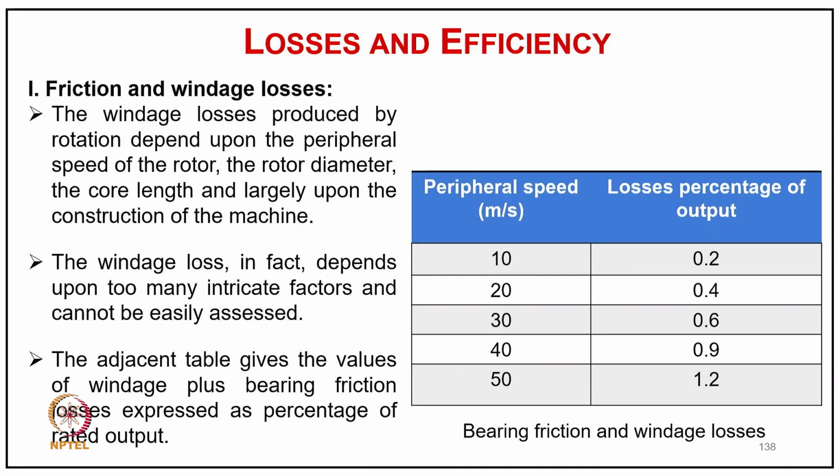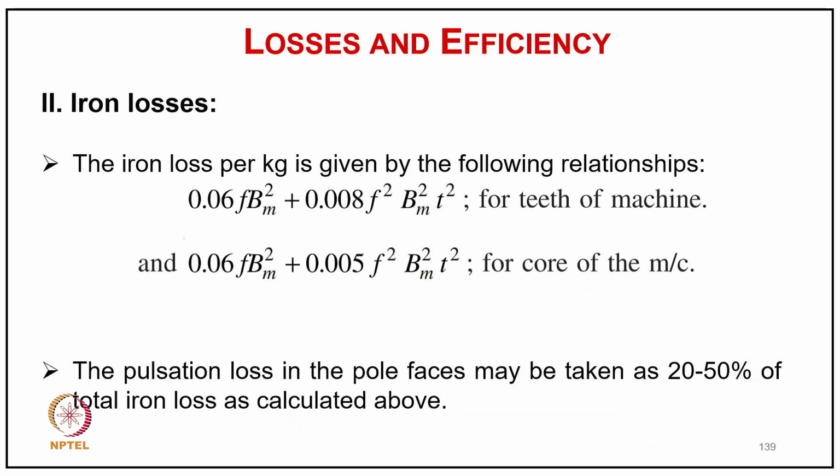Now coming to the windage loss calculation. The windage loss produced by the rotation depends upon the peripheral speed of the rotor, rotor diameter and core length, and largely upon the construction of the machine. Windage loss depends upon too many intricate factors and cannot be easily assessed, so a table gives the value of windage plus bearing friction losses as a percentage of output. For example, at a peripheral speed of 10 meter per second, the loss is 0.2% of the output. At a peripheral speed of 50 meter per second, it is 1.2% of the output power as bearing friction and windage loss.